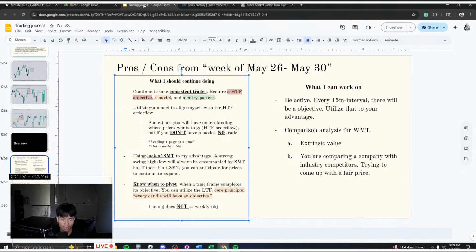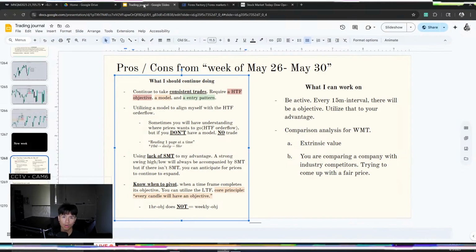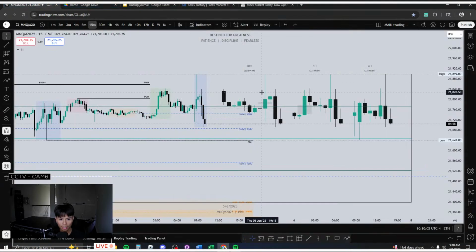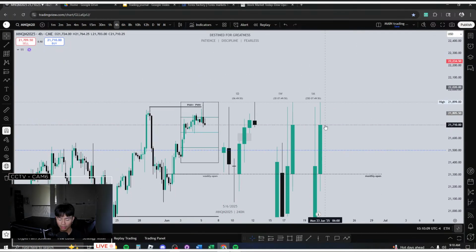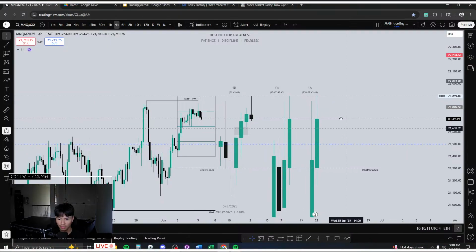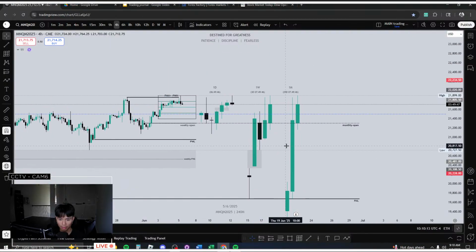But yeah, so the last pro here is to know when to pivot. So like today, where I was mentioning how the monthly objective has been completed. So the monthly objective was that monthly high based off of the bullish closure.